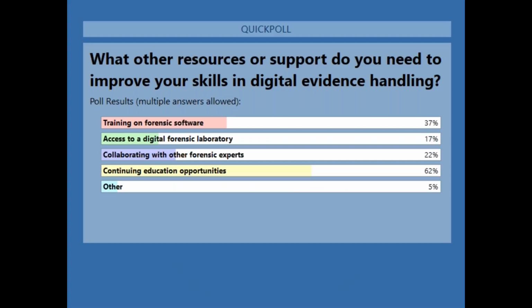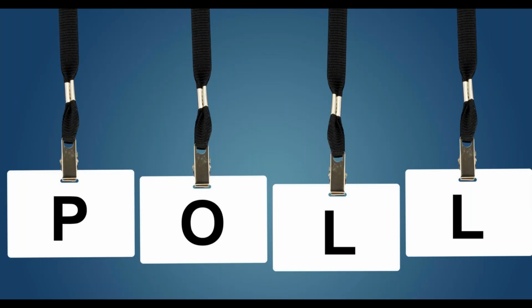So here we go. Our top one is continuing education opportunities. Number two would have been training on forensic software at 37%. The third one is collaborating with your forensic experts at 22%. Then 17% came in at access to a digital forensic laboratory, and we got some others at 5%. Thanks everyone. Good results. Alexis, back to you.